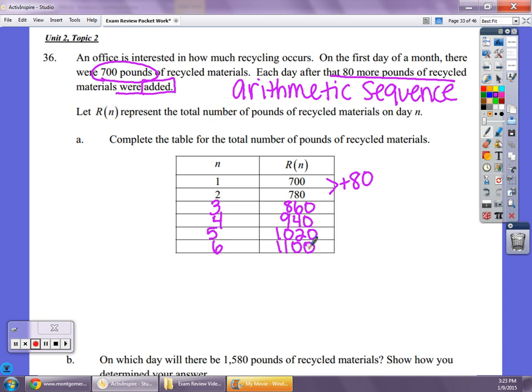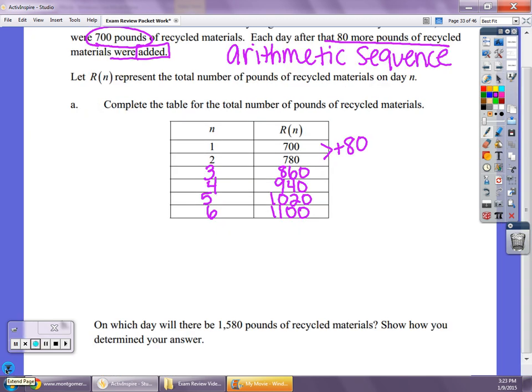Okay. Part B says, on which day will there be 1,580 pounds of recycled materials? Show how you determined your answer. You can see I gave myself some extra space here. One of the best ways to answer a question like that is simply to continue the table. It's not always the most efficient way to do it, but it will get you to the correct answer. So I'm going to show you how we can get the answer using the table, and then I'm going to show you how we can get the answer using an explicit rule for this pattern.